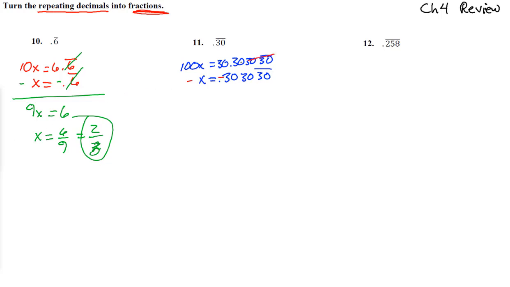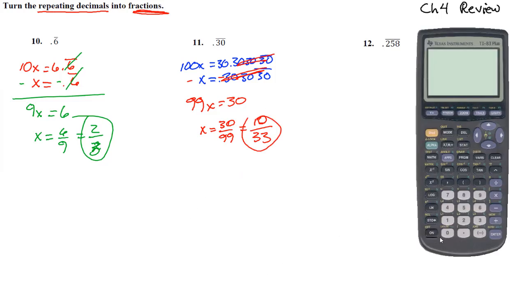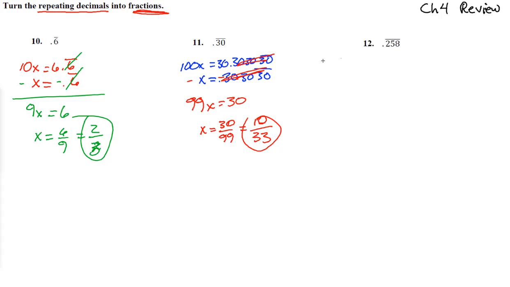Ka-ching, ka-ching. All of the decimal components go away, and we now have 99x equals 30. Divide by 99, and we get x equals 30 over 99 equals, divide by 3, and divide by 3, that's 10 over 33. 10/33. And just for fun, you really ought to punch this in. 10 divided by 33, and you'll see you do get 0.303030. Kind of fascinating, that.